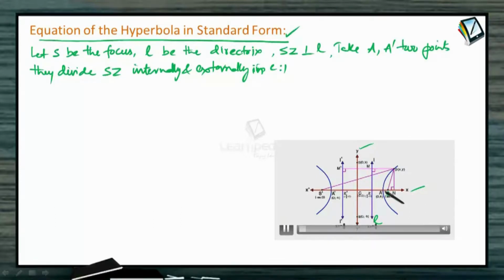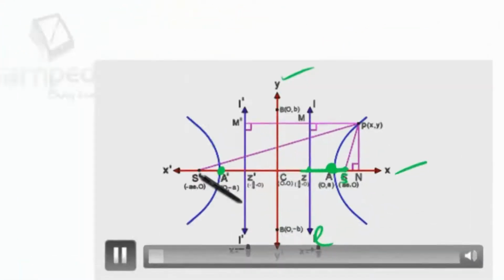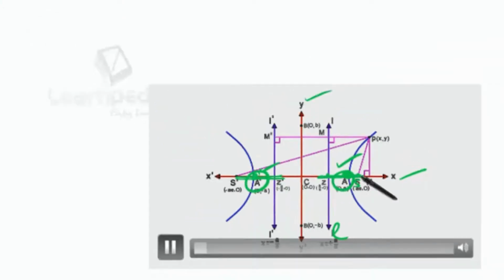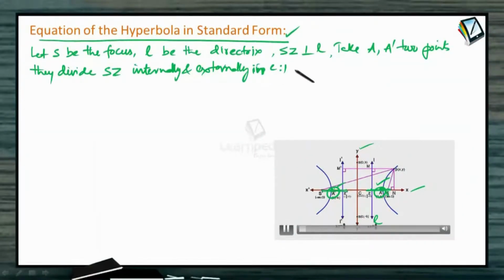So there is a point A on SZ. A point on a line segment will divide the line segment into two parts, and here also A dash is a point which divides S dash Z dash in a fixed ratio. So A and A dash will divide SZ in the ratio internally and externally. SZ will be divided internally by A and externally by A dash, in the ratio e is to 1.